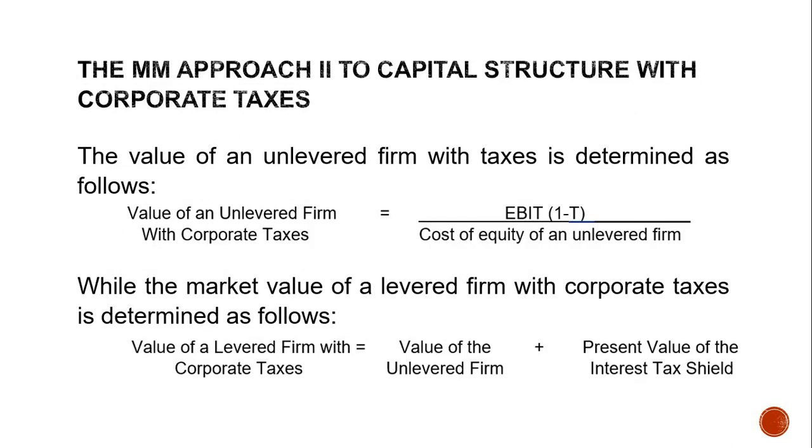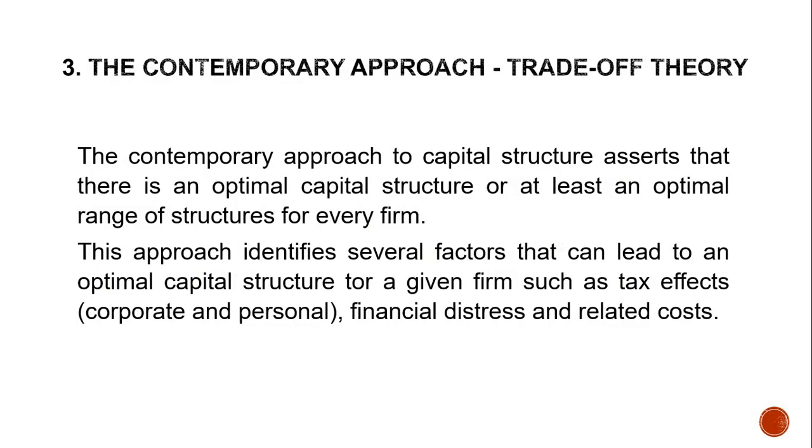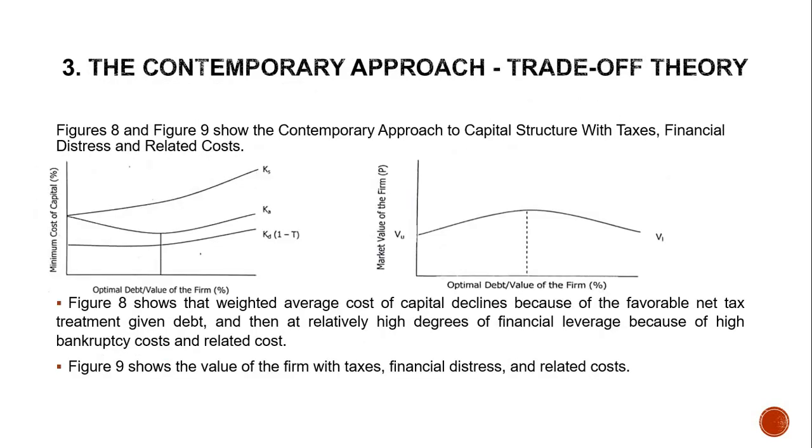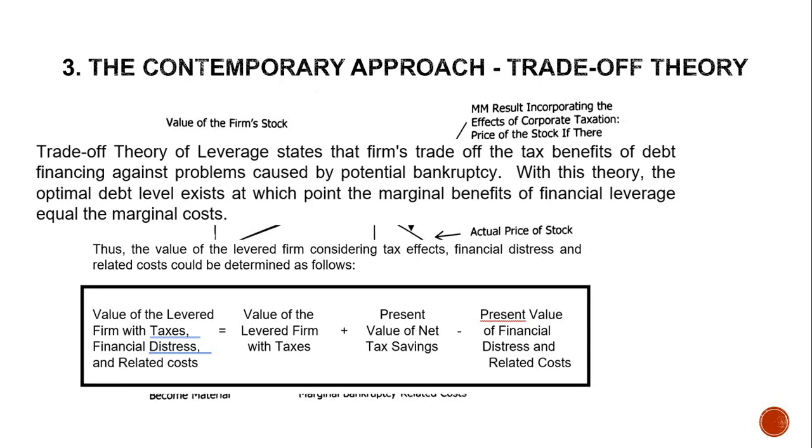So the value of the levered firm with taxes, financial distress, and related cost is equal to value of the levered firm with taxes plus the present value of net tax savings minus the present value of financial distress and related cost. So parang dinagdagan lang niya yung Modigliani-Miller approach to capital structure with corporate taxes. 'Di ba? Kinumpute natin yung value of the levered firm with corporate taxes. In the contemporary approach, dinagdagan lang niya yung deduction ng present value of what? Present value of financial distress and other related costs in determining the market value of the firm.